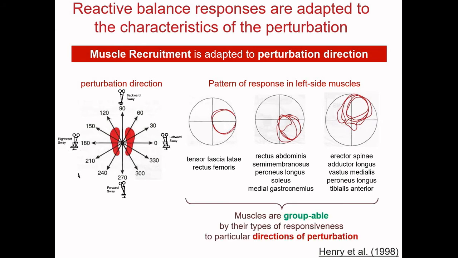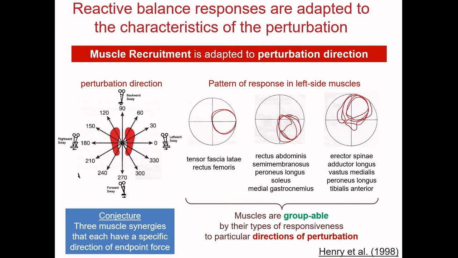The take-home message of this research is that muscles are groupable by having the same responses to different directions of perturbations. The authors of this paper conjecture that these data reveal three distinct muscle synergies that each have specific directions of endpoint force. Endpoint force refers to the creating of a force in the environment that acts in opposition to the direction of a perturbation.